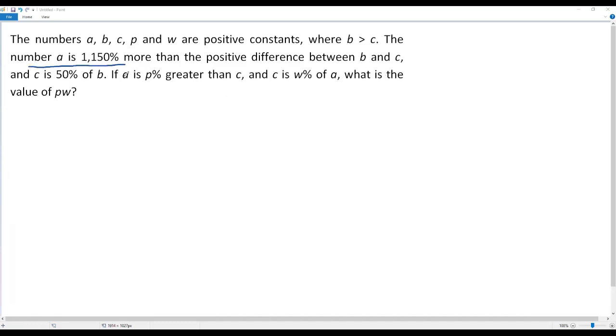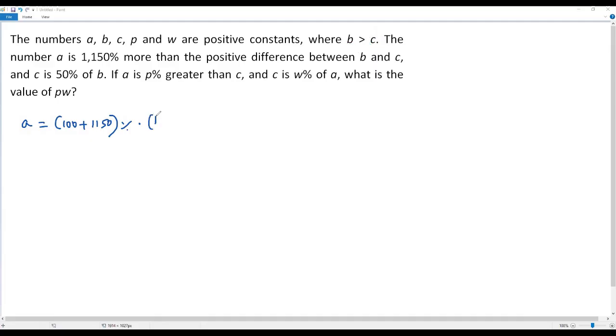That is, the number a is 1150% more than the positive difference between b and c. Okay, that is a equals 1150% more than the positive difference. Then we have to add this value to 100. That is a equals 100 positive 1150%. Since we have the information 1150% more than, we add this value to 100%, times we have to take the positive difference between b and c. We know that b is greater than c, that is, b is bigger and c is smaller. Now to get the positive difference between b and c, we have to subtract the smaller value c from the bigger value b.